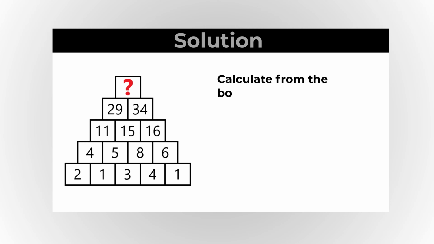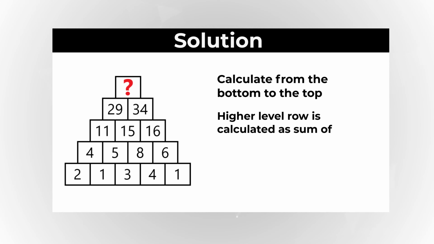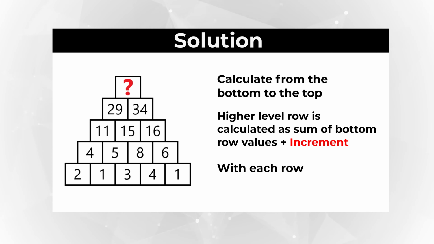To calculate it correctly, you need to move from the bottom to the top. And if you look closely at the pyramid, you will notice that the higher row is calculated as the sum of bottom values plus the increment. An increment also increases with each row by 1.